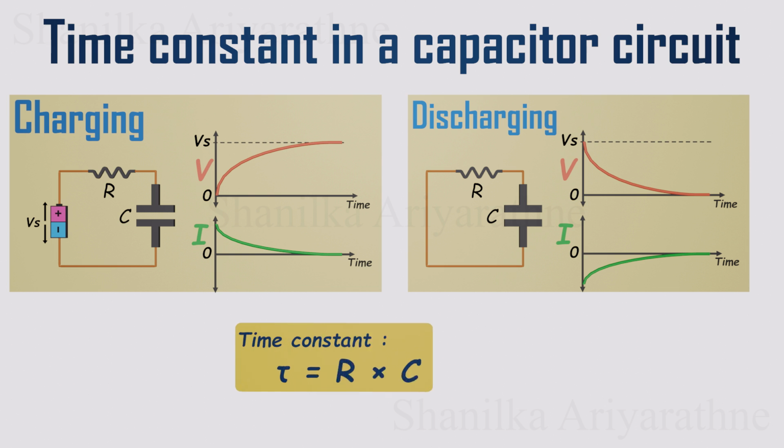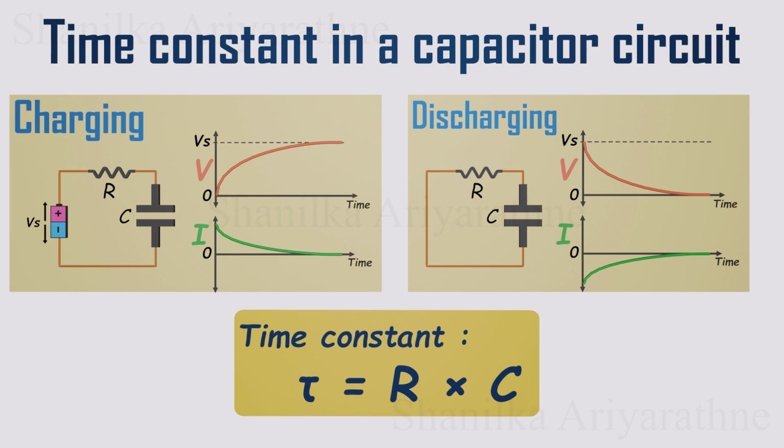The time constant, represented by the Greek letter tau, tells us how fast this change happens. And it's super simple to calculate. Tau is equal to R times C. Just multiply the resistance by the capacitance, and boom, you've got your time constant. But why is this so important?